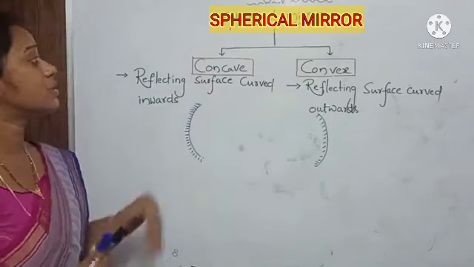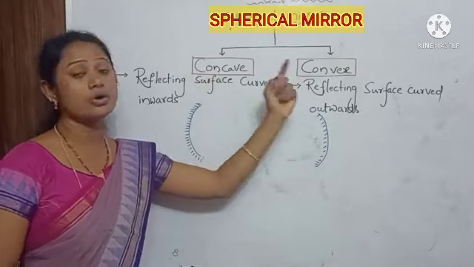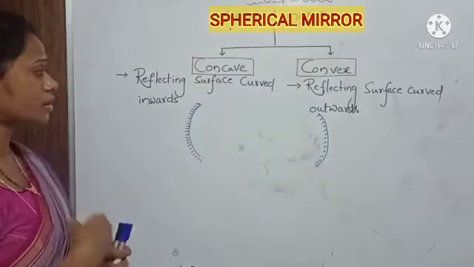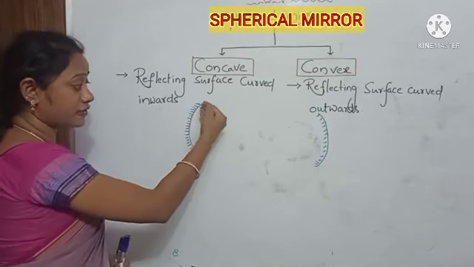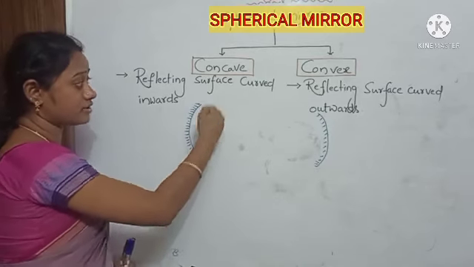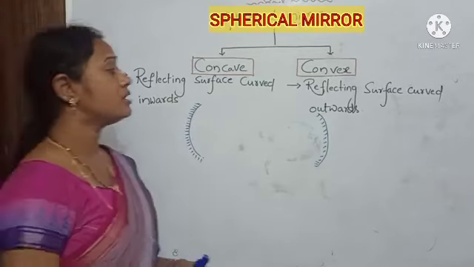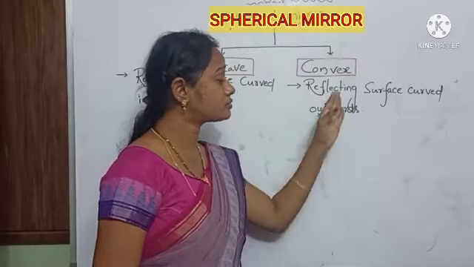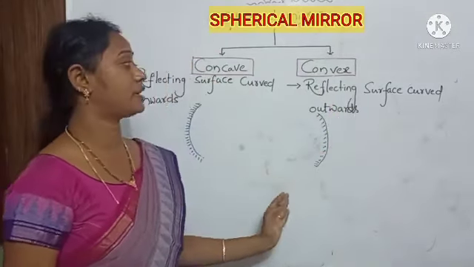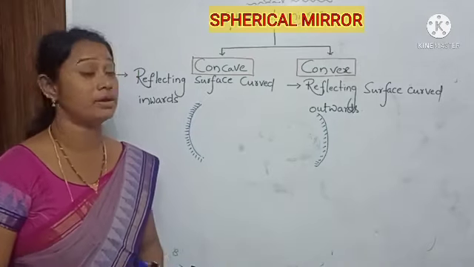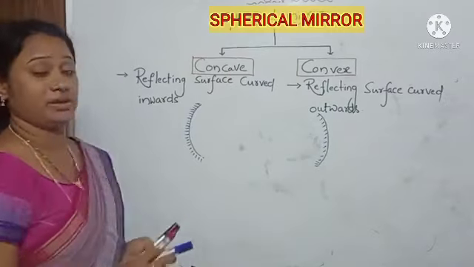Students, how many types of spherical mirrors are there? Two types: concave and convex. The mirror whose reflecting surface is curved inwards is called a concave mirror, and the mirror whose reflecting surface is curved outside is called a convex mirror. Here a spherical mirror is a part of a sphere.